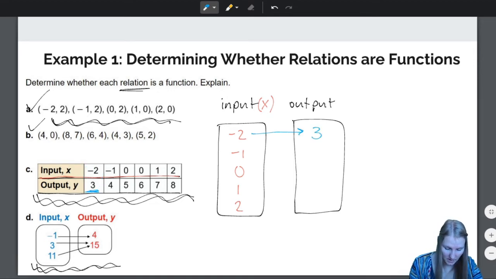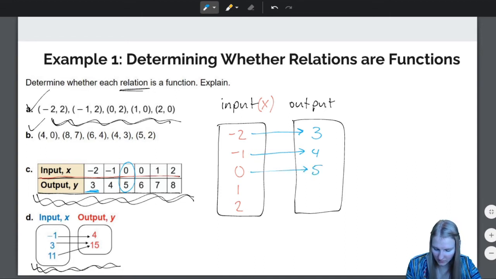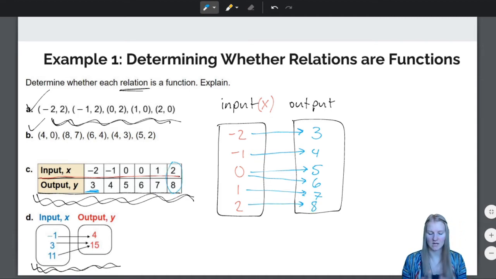And -1 points to 4, because the 4 is right underneath the -1. 0 points to 5, and 0 also points to 6. 1 goes with 7, and the 2 is right on top of the 8, so 2 goes with 8. Okay. And our outputs are our Y's, of course.